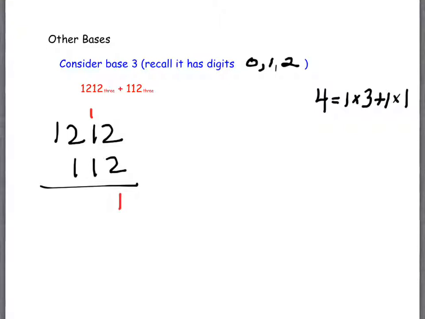Now I have 1 plus 1 plus 1, which is the number 3. That's too big. I don't have any 3's in base 3. So the number 3 in base 3 is how many 3s? 1, which is what I'll carry over. And how many are left over? 0. Now I have 1, 2, and 1, which is the value 4.